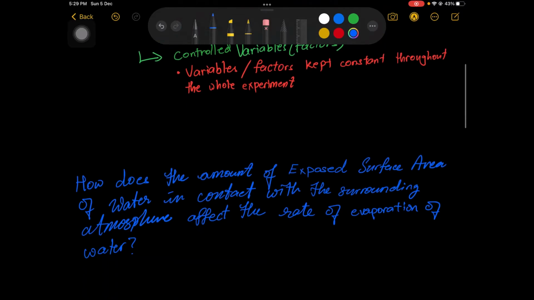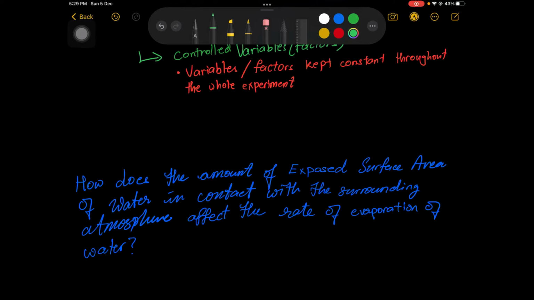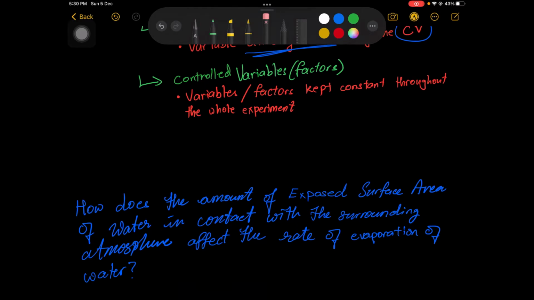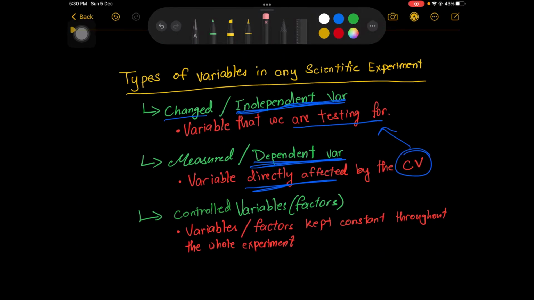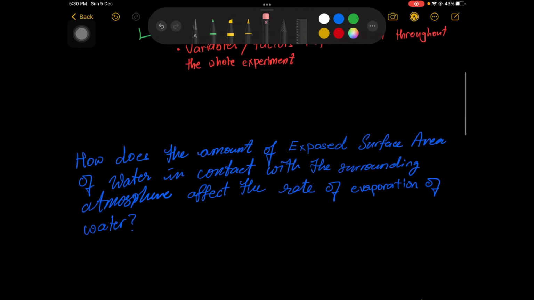So for example, let's look at this setup, this example first. How does the amount of exposed surface area of water in contact with the surrounding atmosphere affect the rate of evaporation of water? Okay, so what is the aim of this experiment? The aim is to investigate the correlation between the amount of exposed surface area of water in contact with the surrounding atmosphere and the rate of evaporation of water. So this isn't much of a problem, but first we need to identify what the changed and what the dependent and independent variables are. If you have forgotten, independent is the changed variable and dependent is the measured variable, because the dependent variable is dependent on the independent variable. Now it might sound a bit confusing, but yeah, you'll get the hang of it in a while.